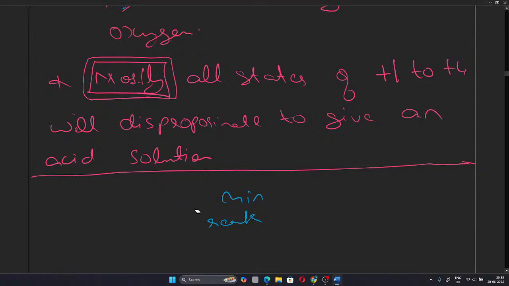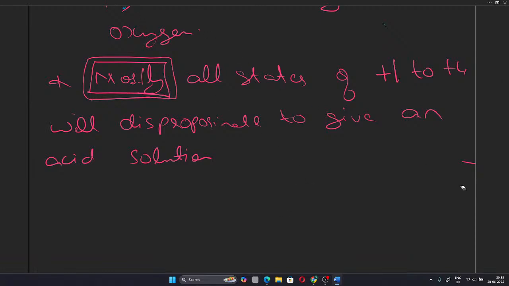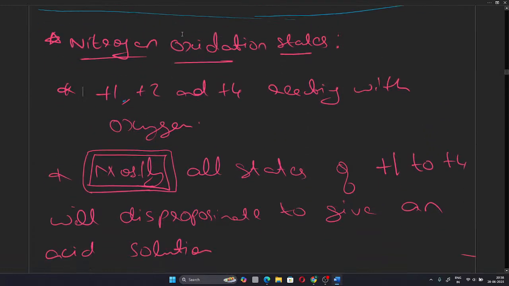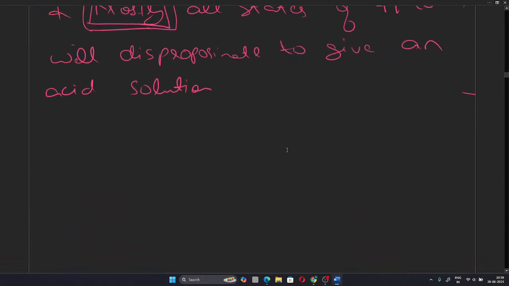Oxidation states. So nitrogen oxidation states, mostly it will show +1, +2, +4 oxidation states reacting with oxygen, and mostly all states between +1, +2, +3 and +4, all these will disproportionate to give an acid solution, which is HNO2.